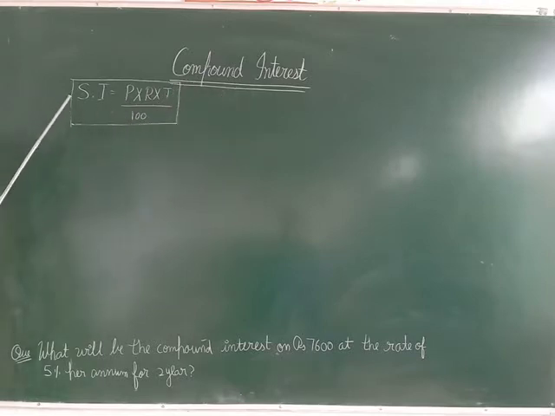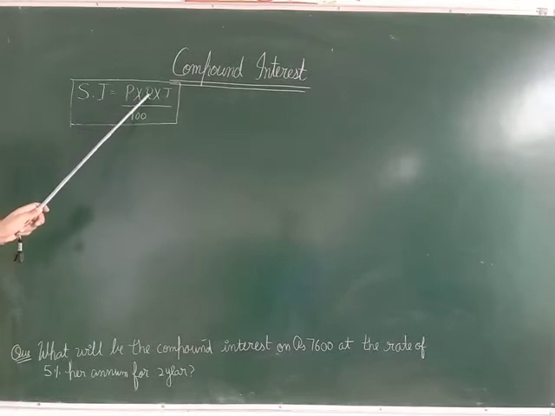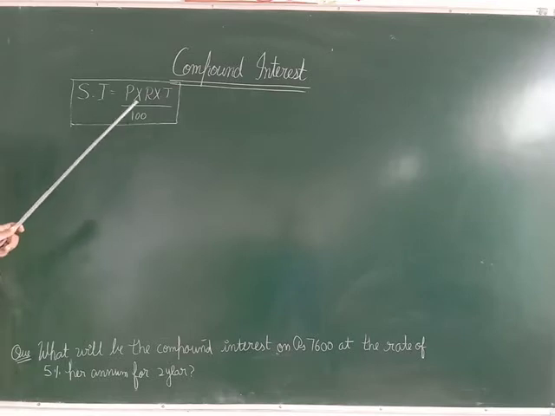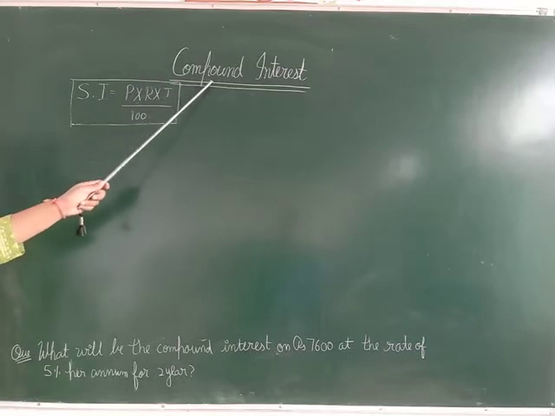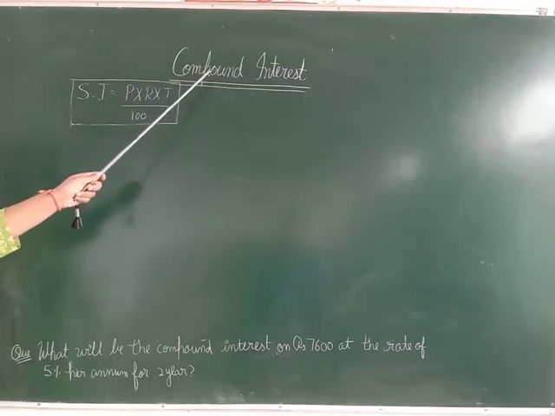So simple interest we have studied it. Simple interest is equal to principal into rate into time upon 100. So what is the difference between simple interest and compound interest? For simple interest, the principal remains the same, right? For compound interest, let us understand it by taking an example.